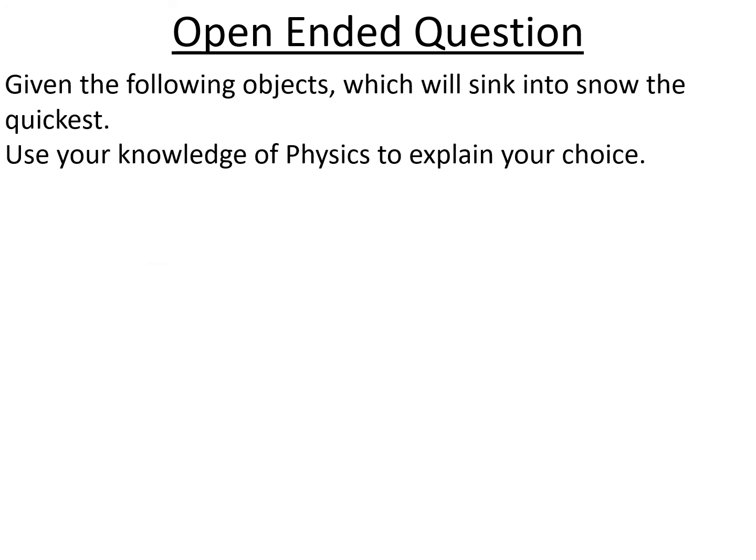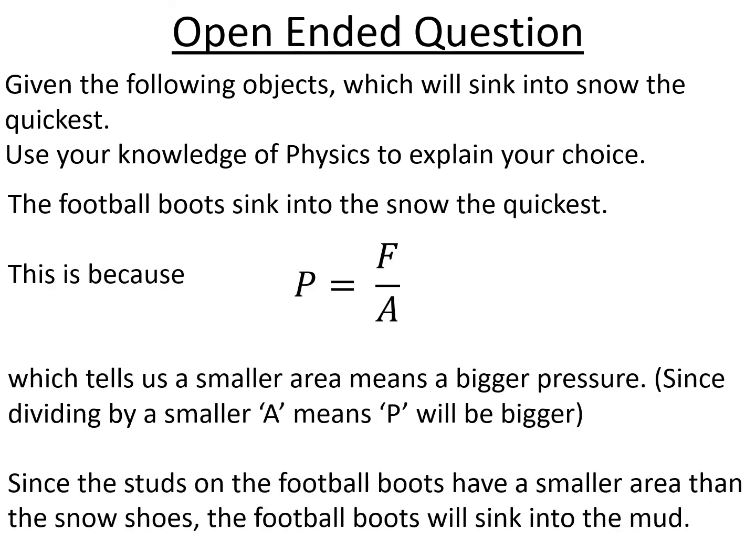So hopefully you said that the football boots would sink the quickest, and the reason is for the following. Football boots sink into the snow the quickest, and this is because pressure is equal to force over area. So this tells us a smaller area means a bigger pressure, since dividing by a smaller area means P will be bigger. Now if you don't believe me, you can make up some numbers and try it.